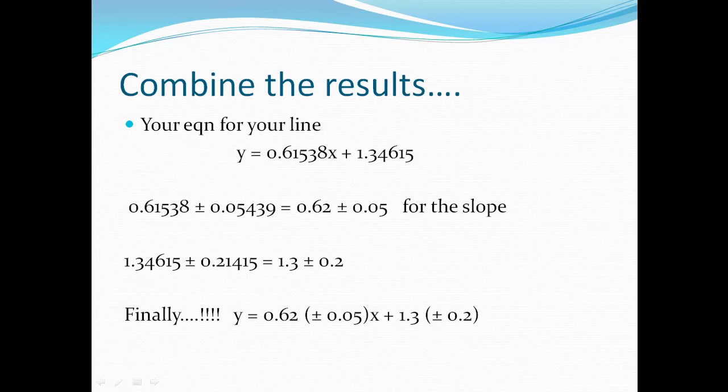What about for the y-intercept? Well, it's 1.34615, but the number that you had gotten for your standard deviation was 0.21415. It's that first decimal place. So you can only go up to that first decimal place in your answer. So it's 1.3 plus or minus 0.2. So finally, we get the equation of the line with the uncertainty. It's 0.62 plus or minus 0.05 x plus 1.3 plus or minus 0.2.